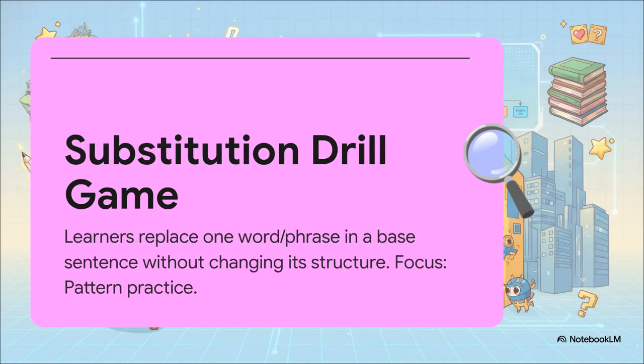The substitution drill is a quick, high-energy activity you can do orally. You give a base sentence, something simple like, the cat sat on the mat. Then you prompt students to swap out a word, dog for cat, or maybe under the chair for on the mat.